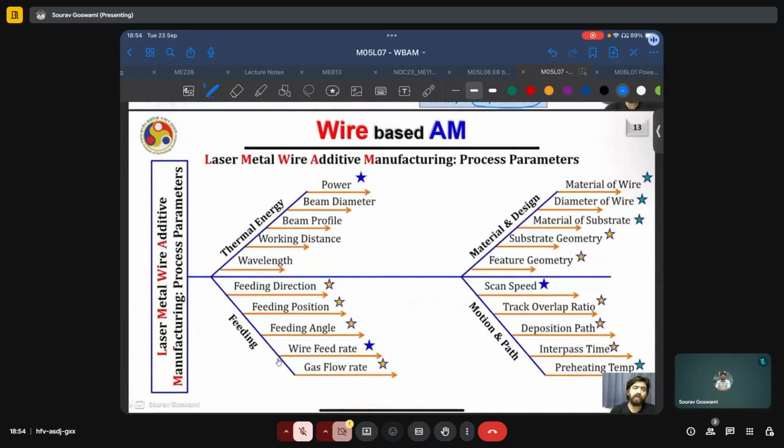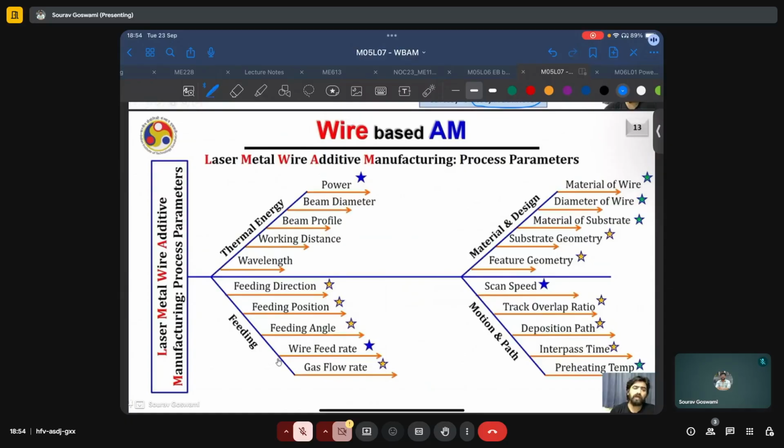Now, in any laser-based metal wire additive manufacturing process, there are a large number of independent variables which can affect the property of the material. Most of them are listed here. In terms of the variables which dictate or govern the thermal energy, we have the power of the laser beam, the beam diameter, the beam profile, working distance, and wavelength.